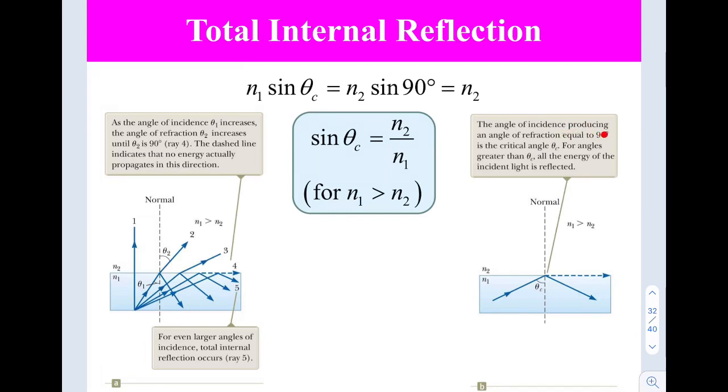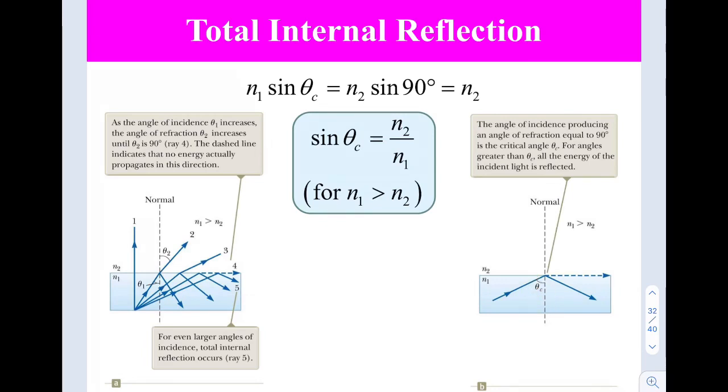The angle of incidence producing an angle of refraction equal to 90 degrees is the critical angle. We call it theta C. For angles greater than theta C, all the energy of the incident light is reflected. So to have total internal reflection, the incident angle must be equal to or bigger than the critical angle.